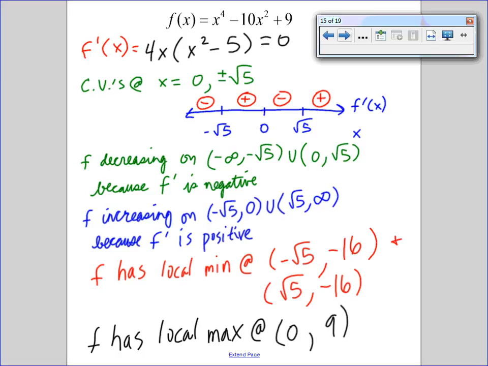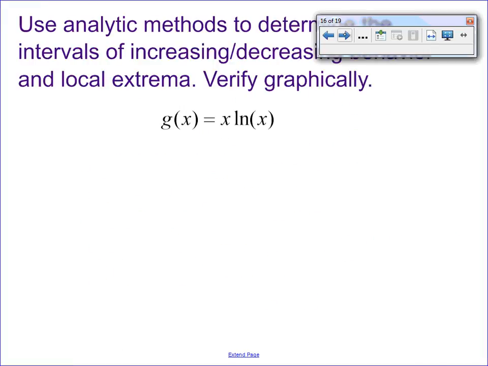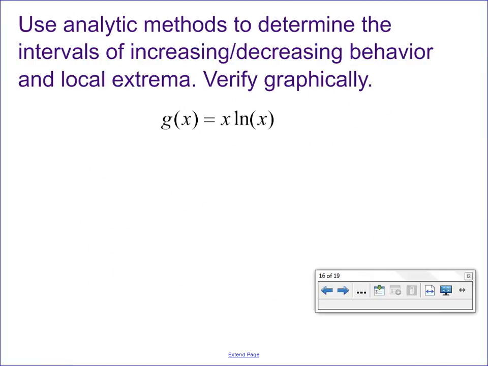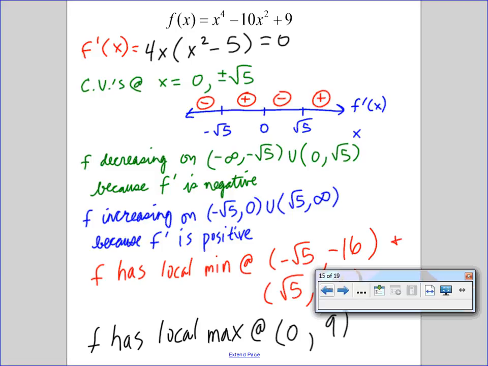Okay, polynomials, so easy, right? What about x ln x? More of a transcendental function. Let's take a look at that. So g of x is given by x ln x. Now we'll go ahead and use analytic methods to analyze the behavior of g. What do we need? We didn't verify graphically.